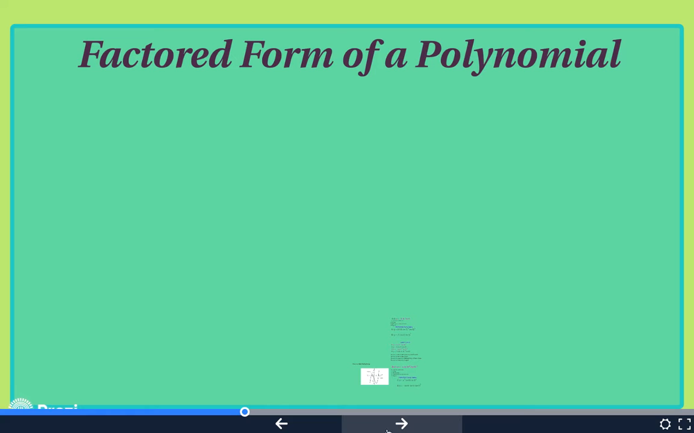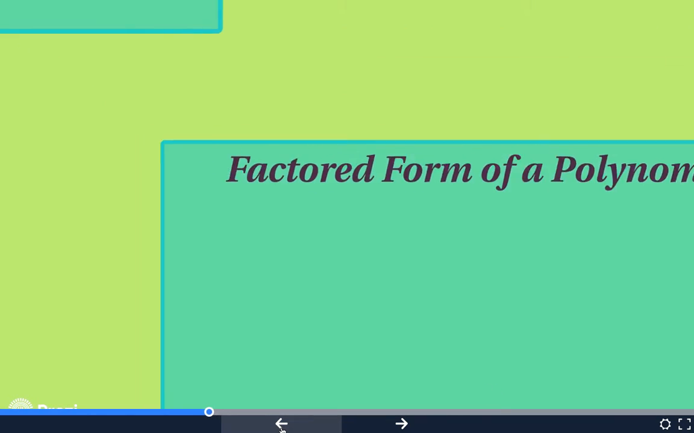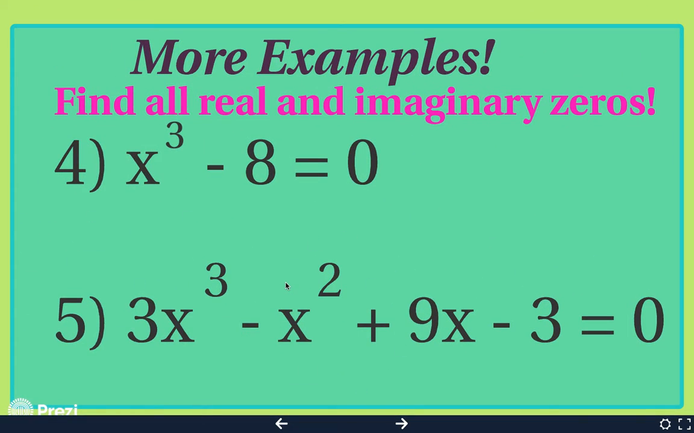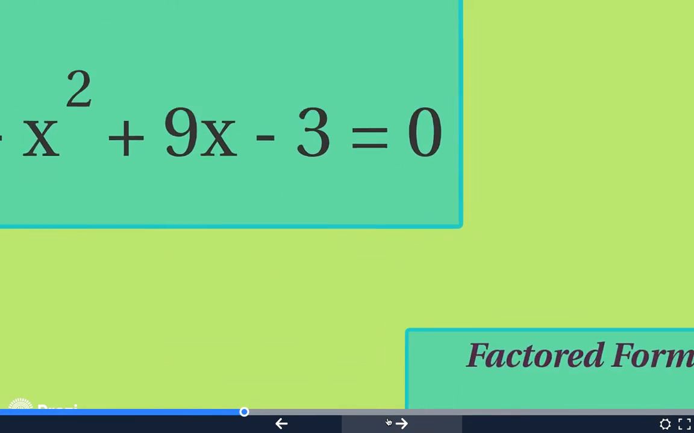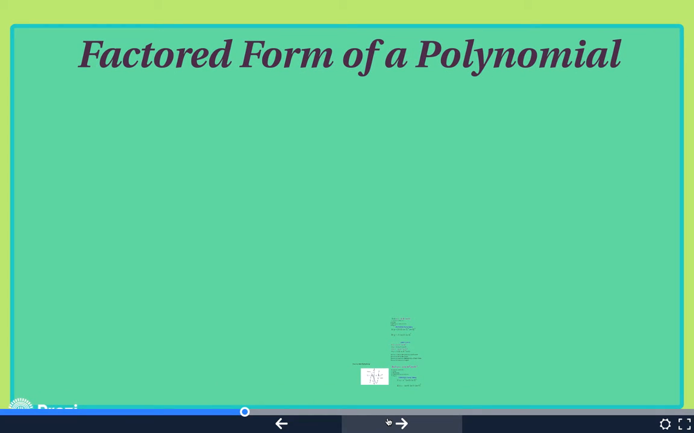Alright guys, so now we've been dealing with standard form. I've given you problems in standard form. So this is when we list the terms from the highest exponent all the way down to the lowest exponent. Now we'll be dealing with explicitly factored form. So let's talk about factored form.